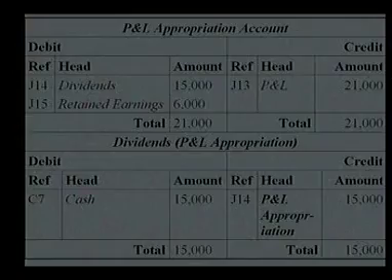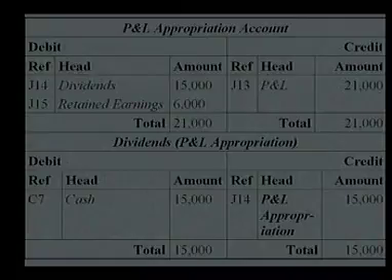For that, we need to close the T account as far as profit and loss appropriation is concerned, dividends is concerned, and retained earning is concerned. So, you will find the same principle has been used to close this. Dividends 15,000, retained earnings 6,000, profit and loss total is 21,000. So, it is closed. Similarly, dividend you find it is taken from profit and loss appropriation and it is closed.